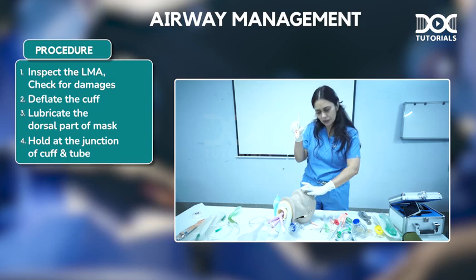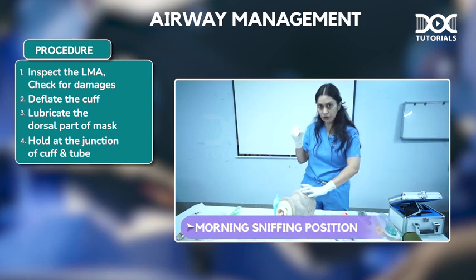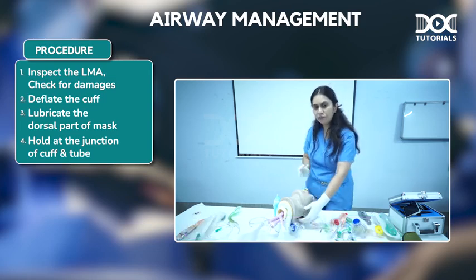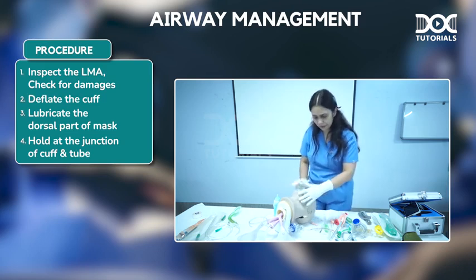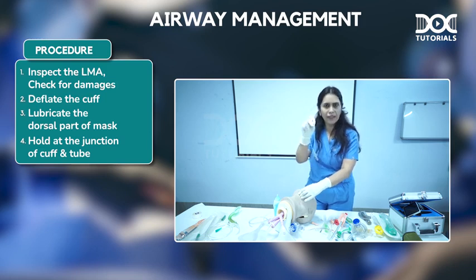Then I'll put the patient in the sniffing position. What is sniffing position? Head of the patient is extended, neck is flexed. I will hold the device in my right hand. Always, the airway devices are held in your dominant hand. In the maximum population, the dominant hand is the right hand. Mine is also right hand.